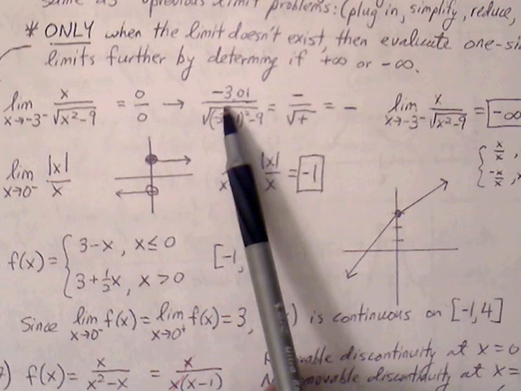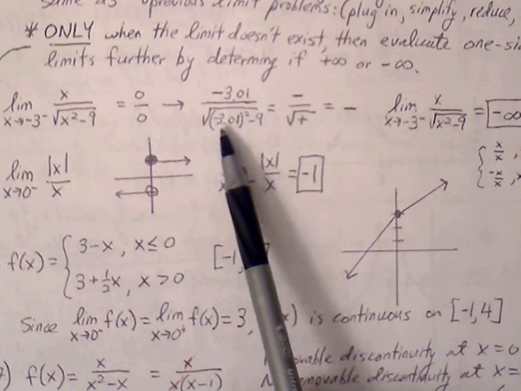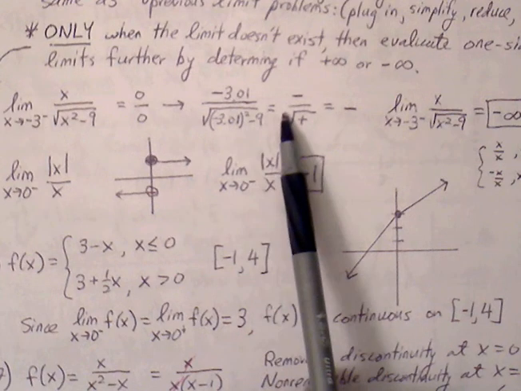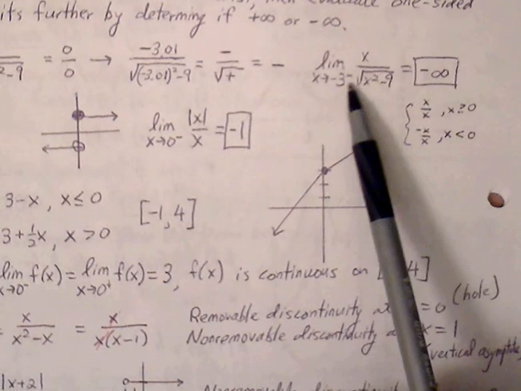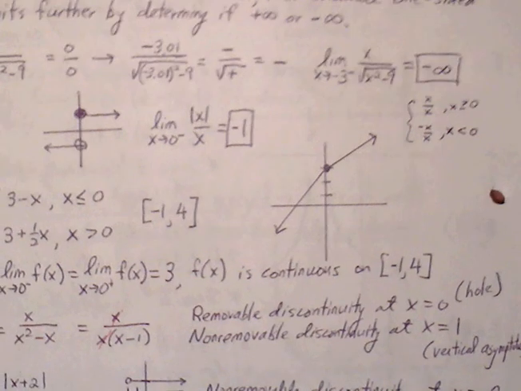So in this case, we're going to get negative over a positive because negative 3.01 squared minus 9 will give us a positive value. Square root of positive is still a positive. Negative over positive is negative. So we see that the limit as x approaches negative 3 from the left side of negative 3 will be negative infinity. Okay.